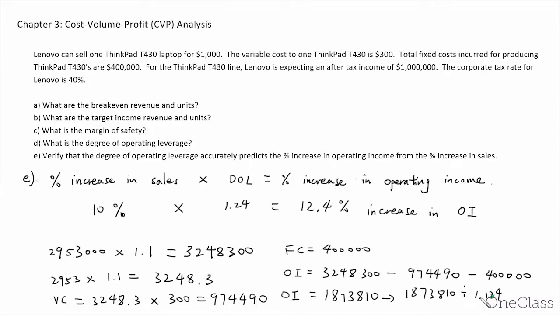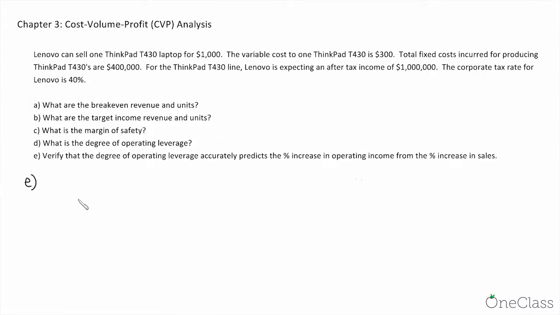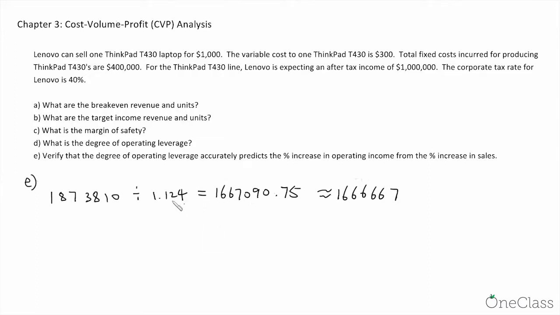we get, let me erase this whole thing and redo it on a new clean sheet. If we divide this number, the new operating income number that we got, by 1.124, we get 1,666,790.75 to be almost exact. Now this number should equal to 1,666,667 because we want to verify this, but it doesn't equal to that, not exactly, because of rounding.